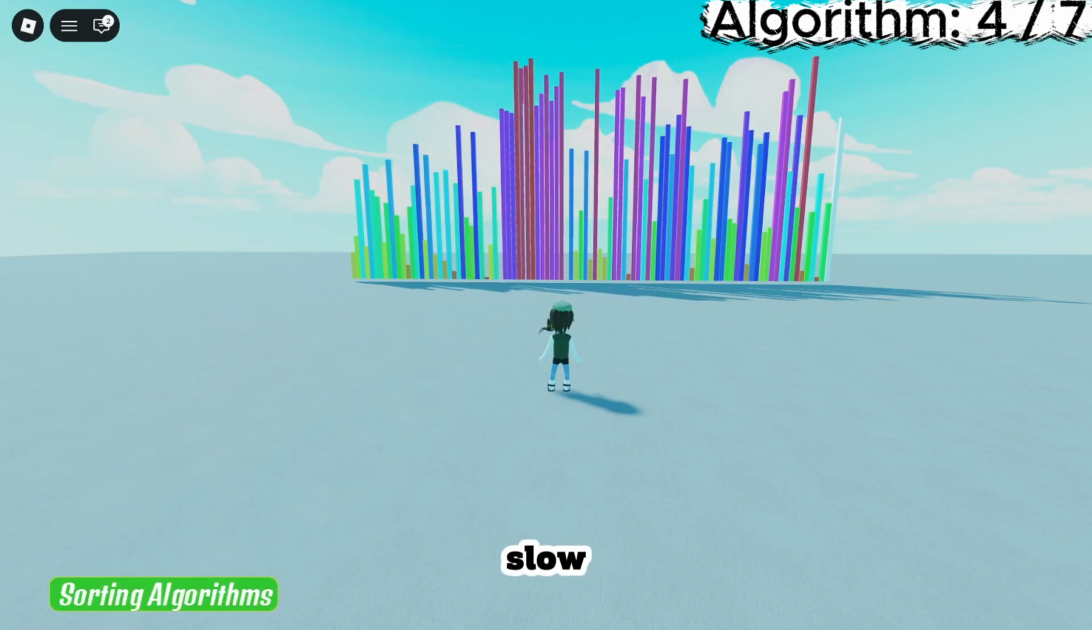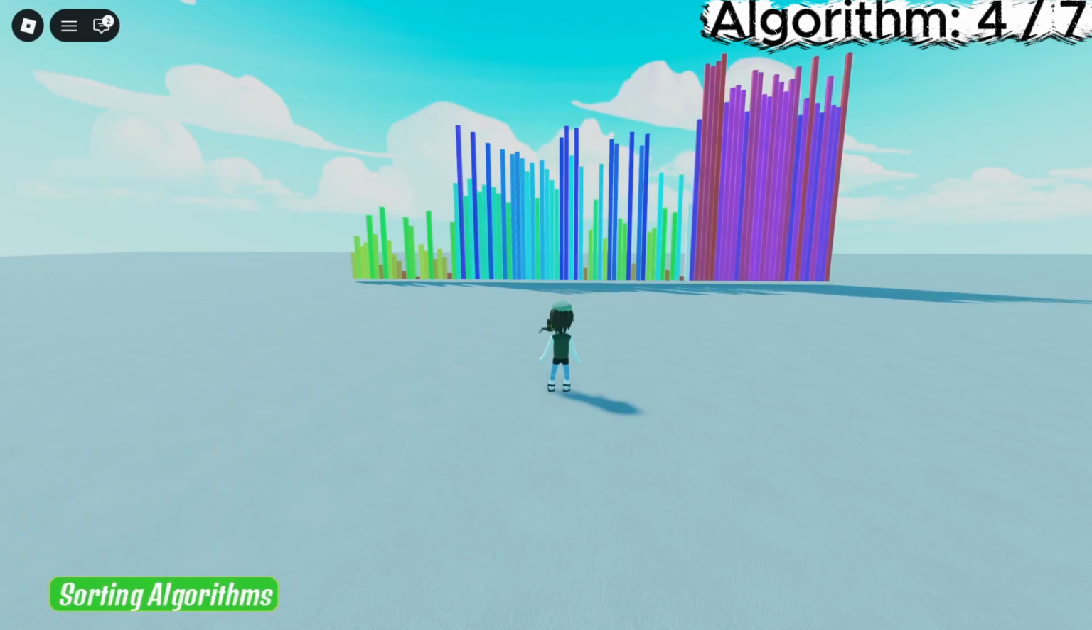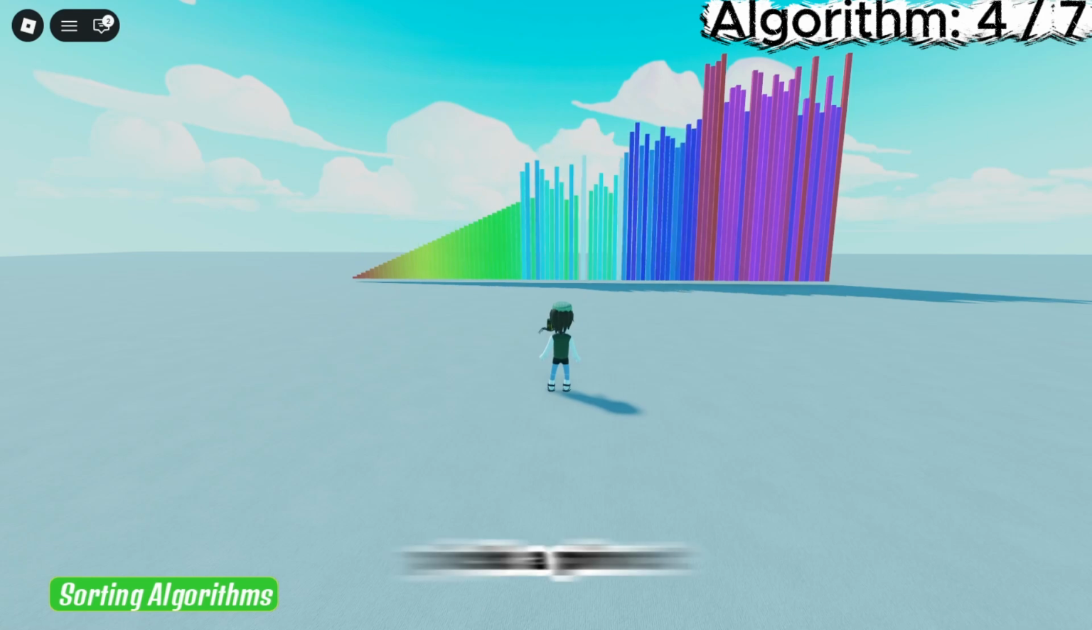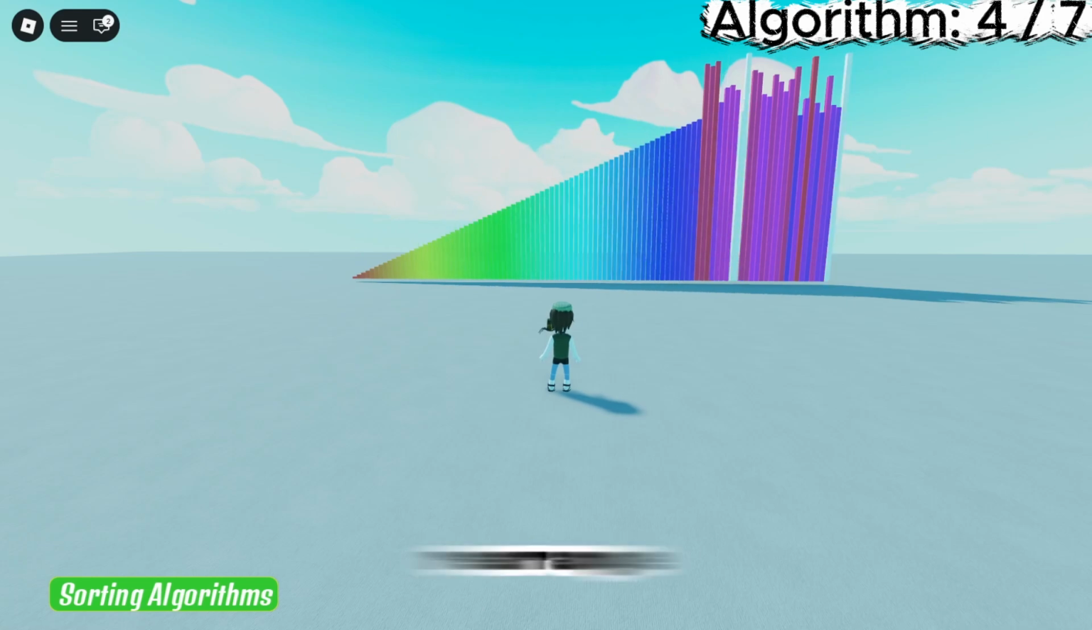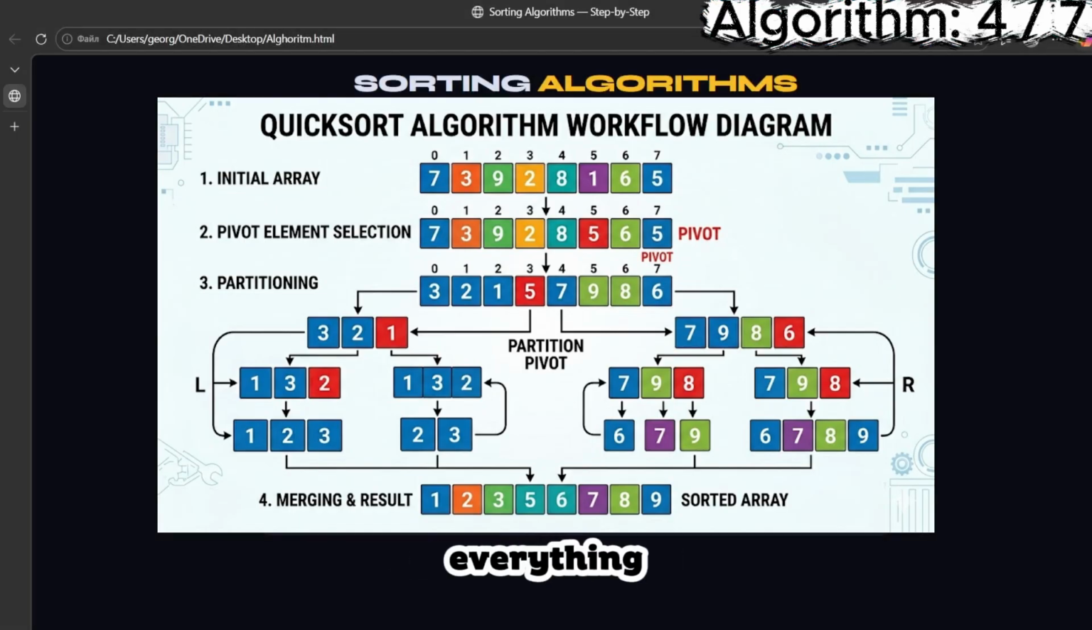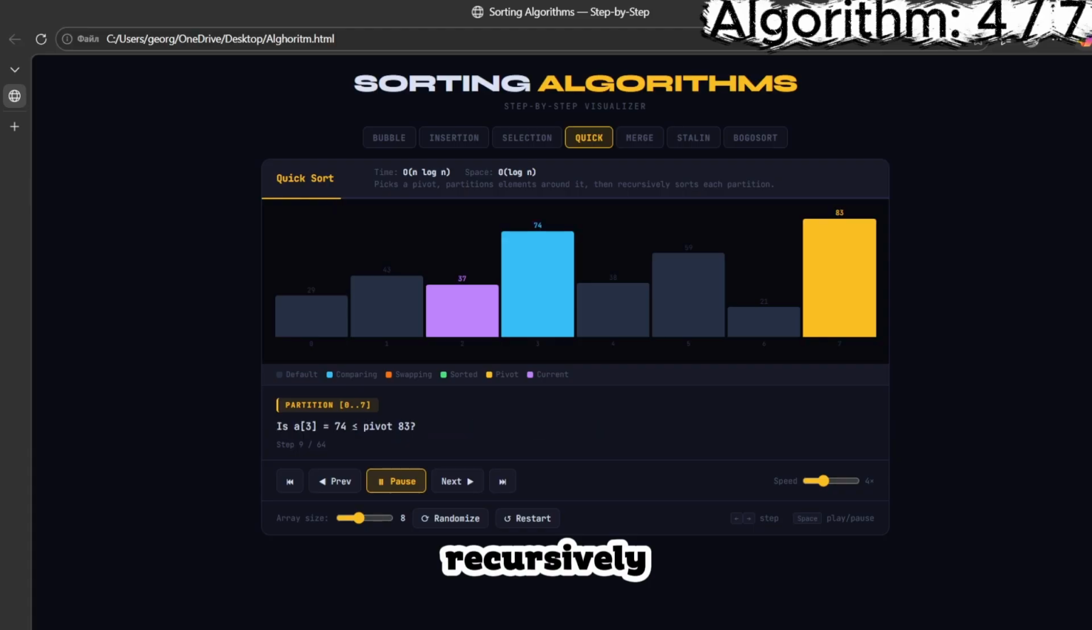We're done with the slow ones. Time for the algorithm that actually runs in production systems worldwide. How does it work? Pick a pivot, any element. Rearrange the array so everything smaller than the pivot goes to the left, everything larger goes to the right. The pivot is now in its final position. Then recursively apply the same logic to both halves.